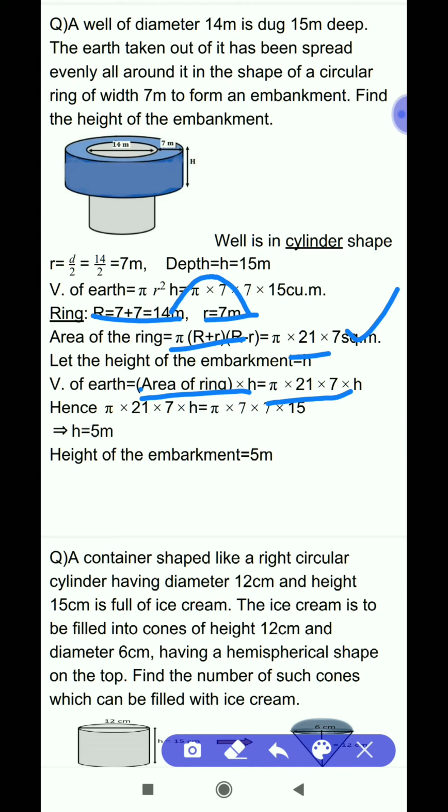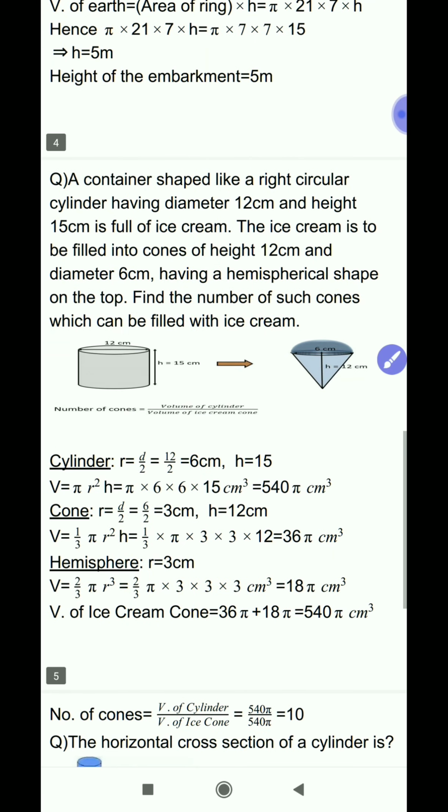Hence volume of the earth is pi into 21 into 7 into height equals pi into 7 into 7 into 15. By simplification, we get height is 5 meters. So height of the embankment is 5 meters. Let us go to the next question.